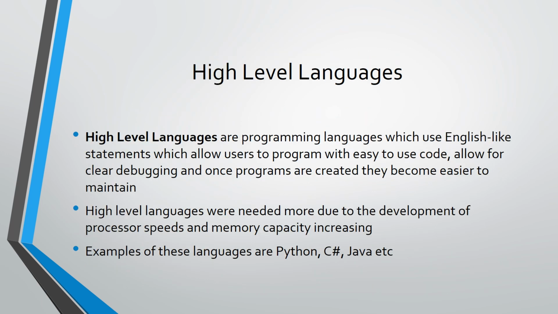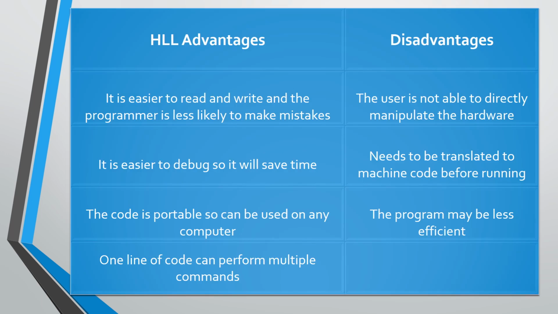High level languages. High level languages are computer programming languages which are easy for humans to understand, and they can be in English-like statements which allow the user to program with easy to use code. It allows for clear debugging, and once programs are created they become easier to maintain because they are easy for humans to understand. High level languages were needed more due to the development of processor speed and memory capacity increase. There are a lot of high level languages used today: Python, C Sharp, Java, C++, and a lot of other languages.